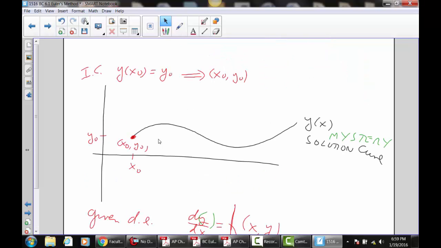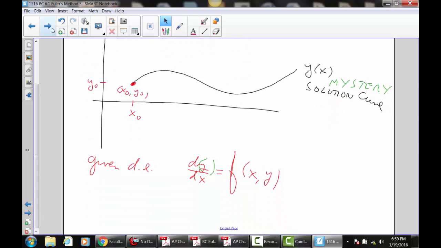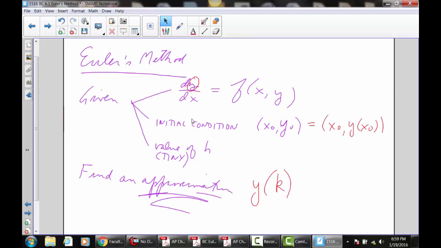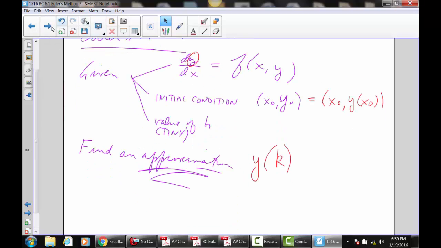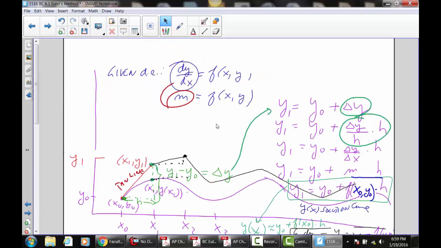All right, so here's how it works. You have this mystery function y of x that we're looking for, but we do have an initial condition. We do have a point on that curve, okay? That's the same thing, nothing different.